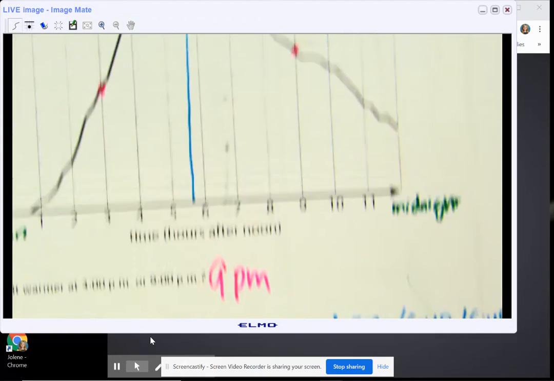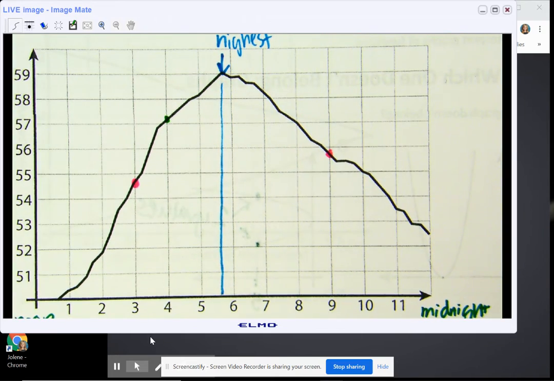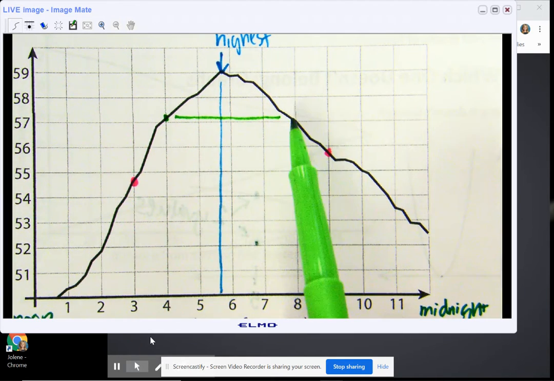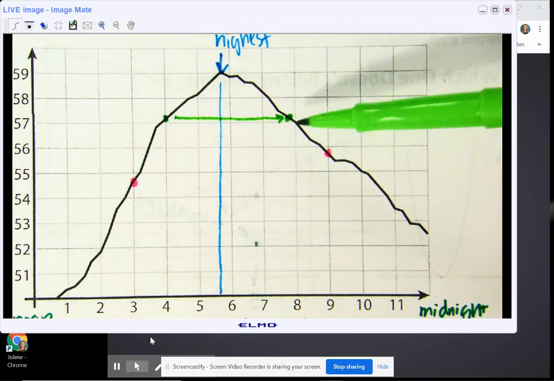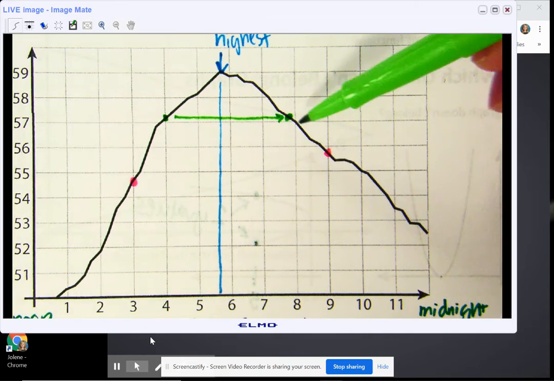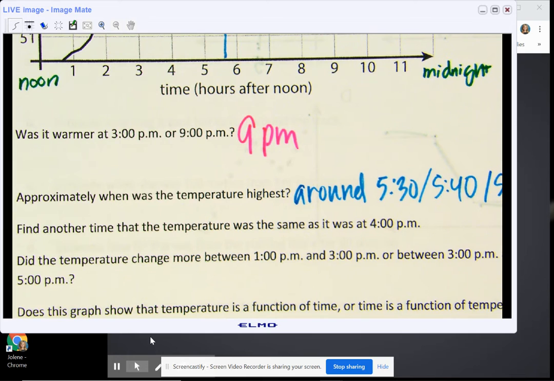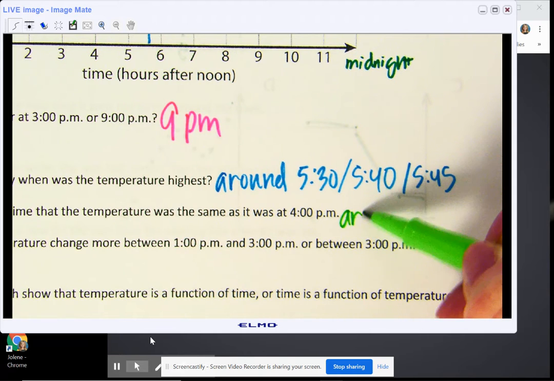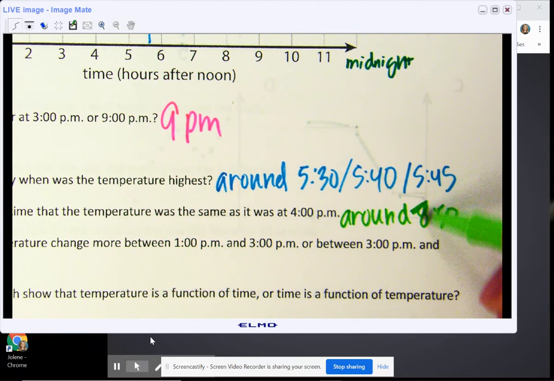So if we look here, at 4 o'clock, it was a little over 57 degrees, right? If I travel over to the right and get as close as I can, somewhere right around there would be the same. And it's close to 8, but not quite, right? But as long as you're close to 8, you're okay. So 7:50, 7:55, even 8 would be, I would think, reasonable. So somewhere around, not 8:50, I'm sorry, 7:50. Right, 7:50, 8 o'clock, something like that.